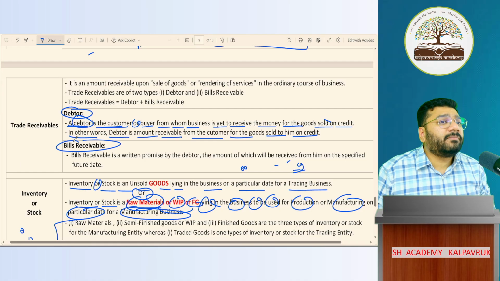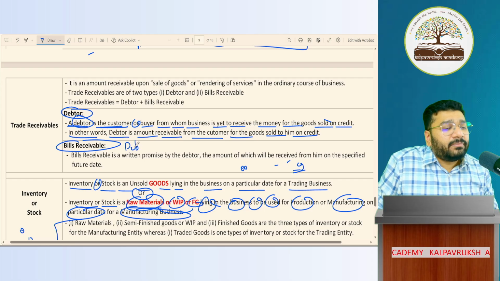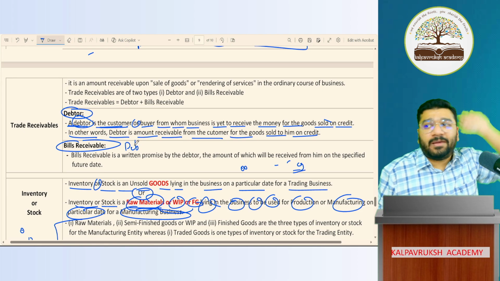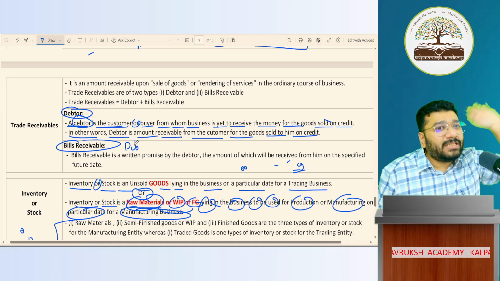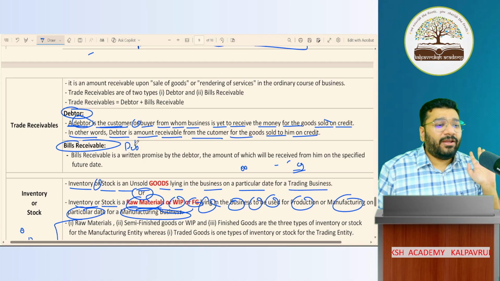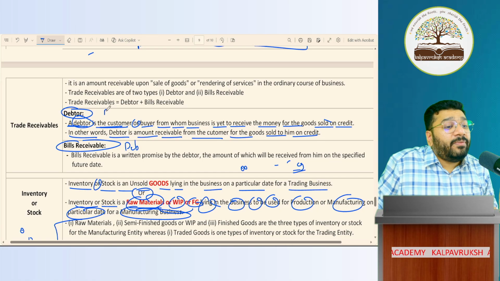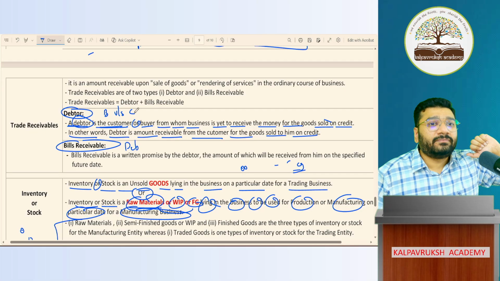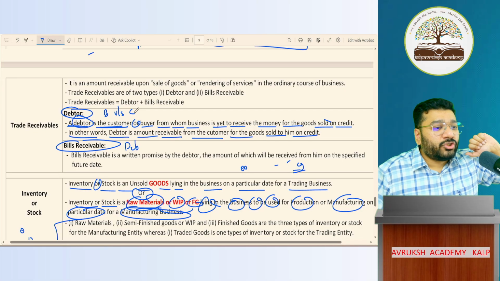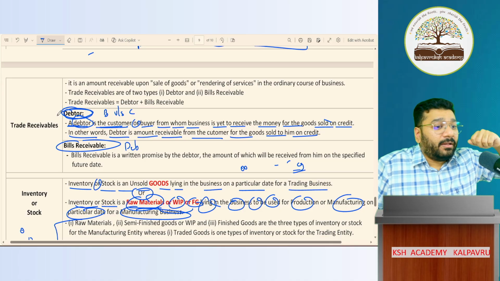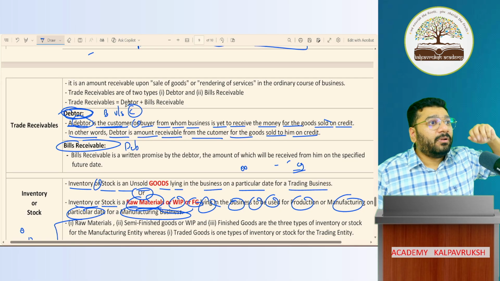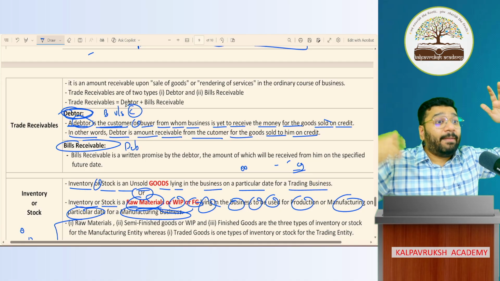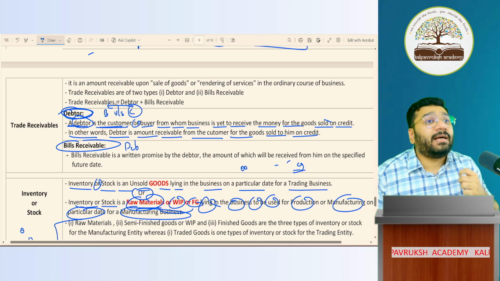Next is bills receivable. Same as debtor. Then what is the difference? This is the exact same difference I told between creditor and bills payable. What is the difference between creditor and bills payable? Very good. In case of debtor, between the business and the customer, there is no written contract or written agreement. So if this debtor does not pay the money, definitely I'll drag him to the court. But in this case, the court proceedings will be very long. It will take a long time to prove that I have to get money from the customer.